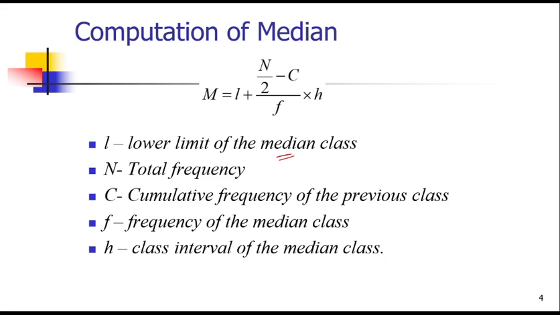So L is the lower limit of the median class, N is the total frequency, and C is the cumulative frequency. Remember, previous class means previous to the median class. So first you have to identify the median class for this formula. We will see how we identify the median class, and then we use C, the cumulative frequency of the previous class, and F, the frequency of the median class. And H is the class interval of the median class. There are cases when we have unequal class intervals, but in that case, we will take the class interval of the median class only.